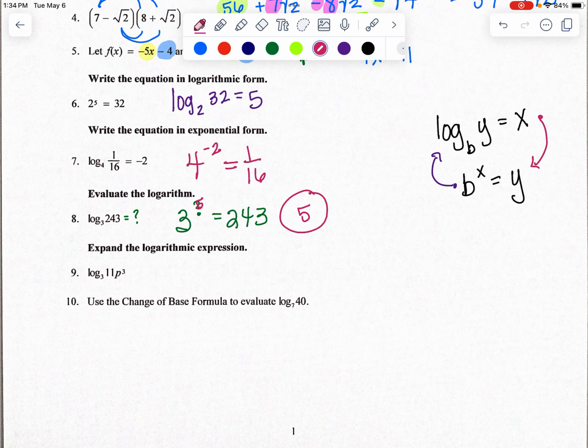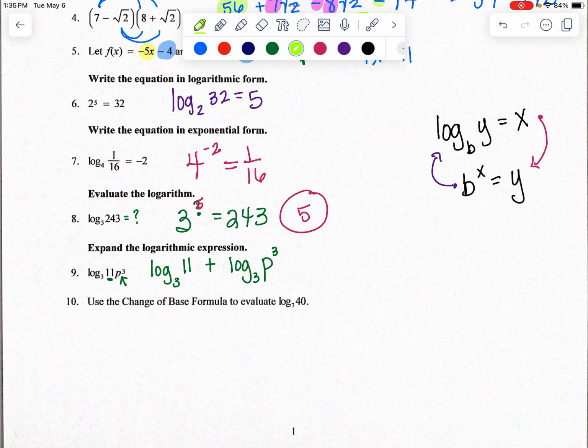Number 9 uses the expansion rule. So here's what you're going to do with this one. First of all, 11 is being multiplied times p to the 3rd, and I know multiplication goes with addition. So the first thing I'm going to do is separate that, and it's going to be log base 3 of 11 plus log base 3 of p to the 3rd. So the first thing you want to do is separate the 11 and the p to the 3rd.